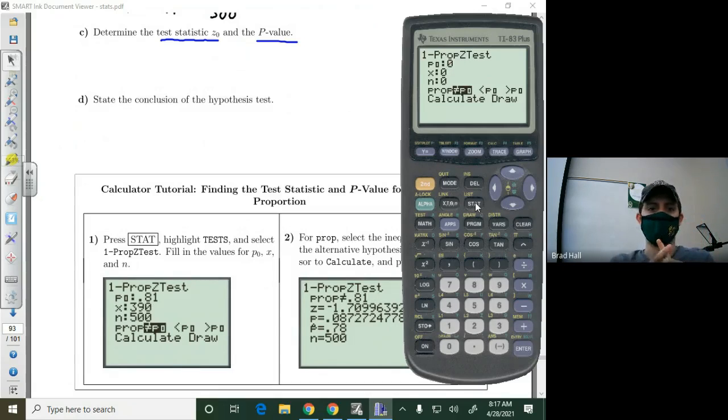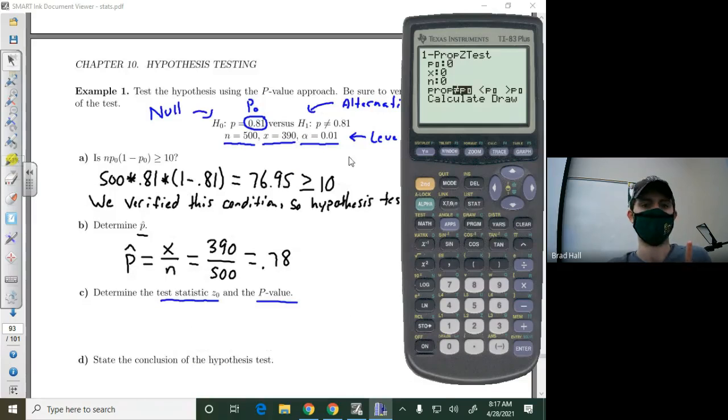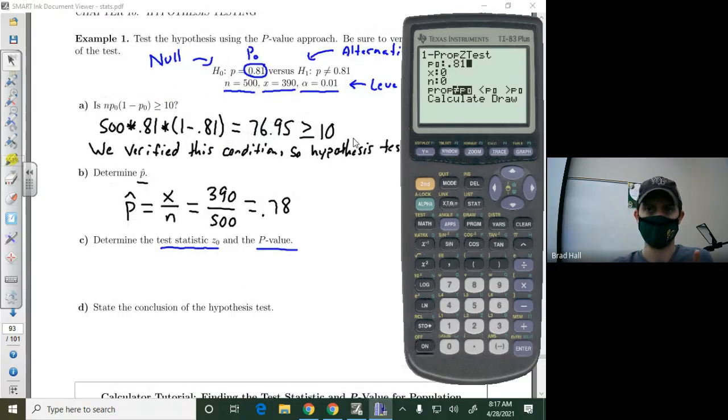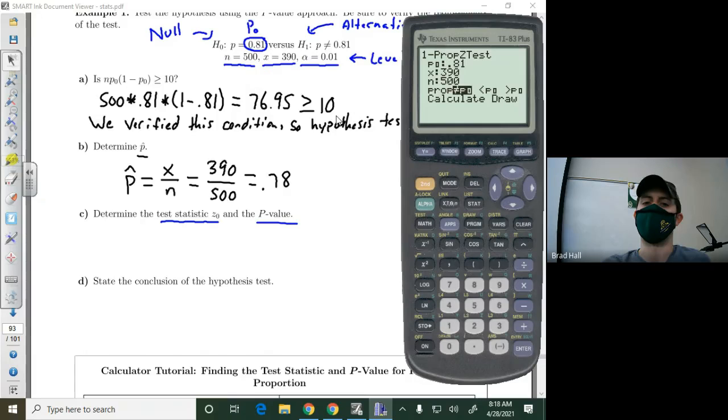It wants P0, which we found. P0 was the 0.81. It wants X, okay, that was 390. They gave us that. They want N, which is 500. But all they want is P0, X, and N. They don't really want anything else. And they also want to know how your hypotheses are tailed. Is it a 2-tail, a 1-tail to the left or to the right? And this is always based off of the alternative hypothesis.